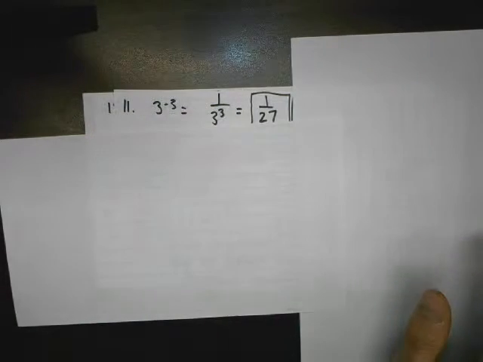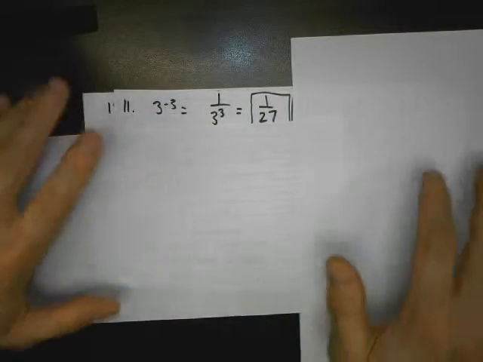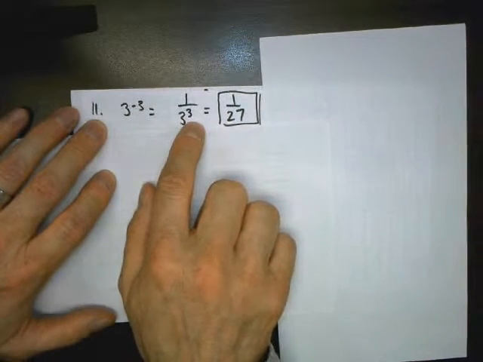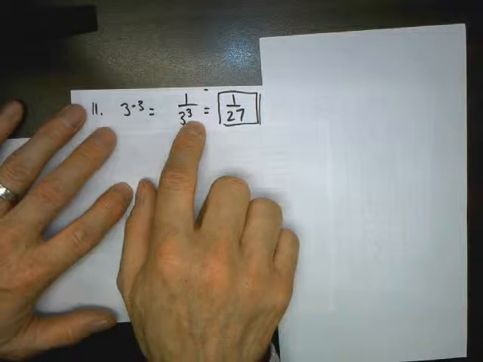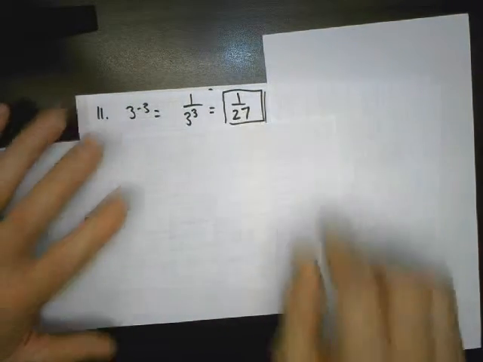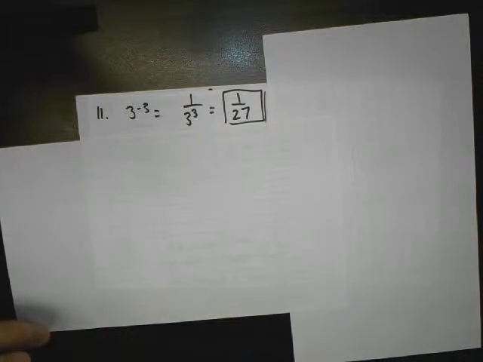So for 11, we had to simplify this number. Negative exponents are not simplified. You have to flip them, then the exponents become positive, and if they simplify, you have to actually multiply that out. So 3 times 3 times 3 is 27. There's the answer for 11.